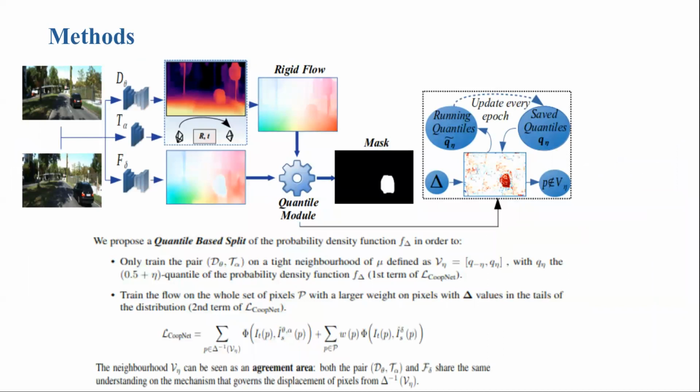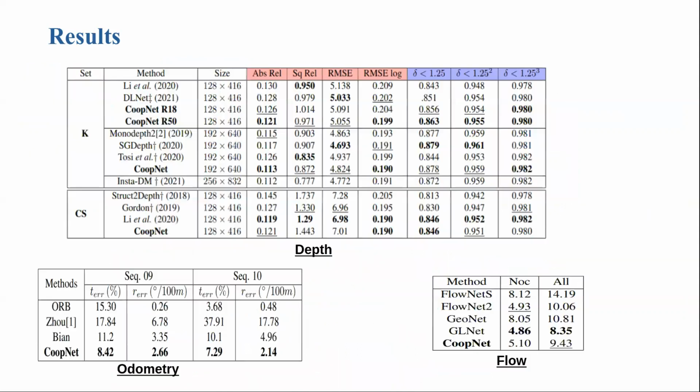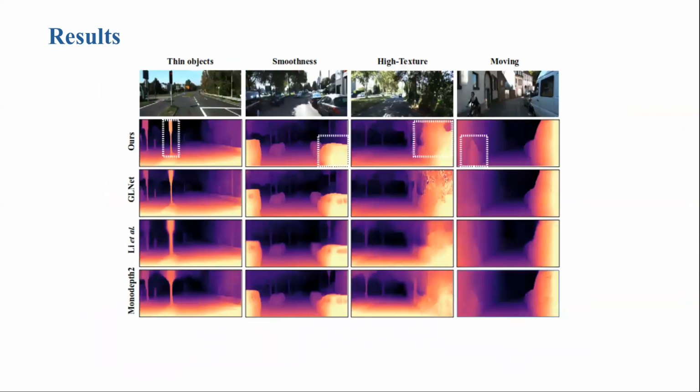That's why we propose a quantile-based split of the probability density function, where we train the depth and odometry networks on this very tight neighborhood of the mean value in order to train them on most of the rigid pixels. And we train the flow on all of the pixels with a specific focus on the tails. This gives us the following results. We can see that we are on par with or better than the most recent and performing methods, be it in depth, odometry, or flow. And here you can see the qualitative results, where our method clearly shows better depth map quality. Thank you very much.